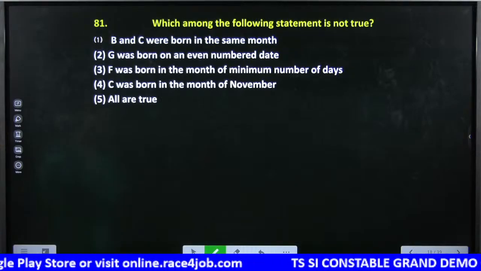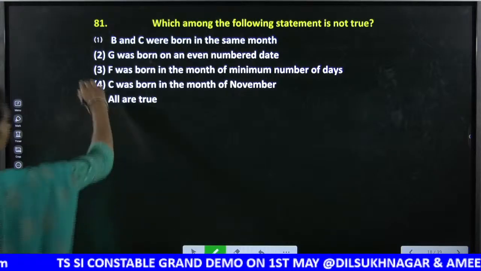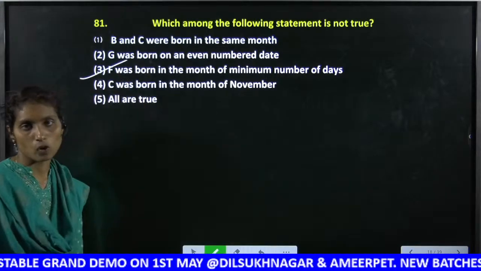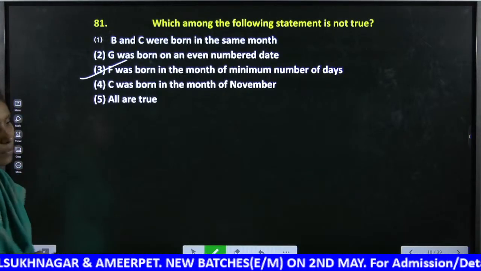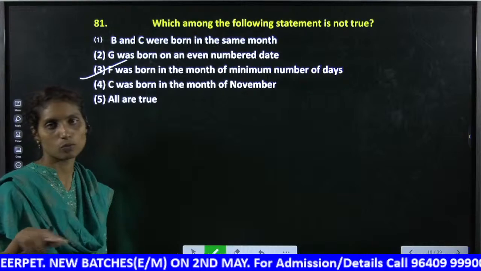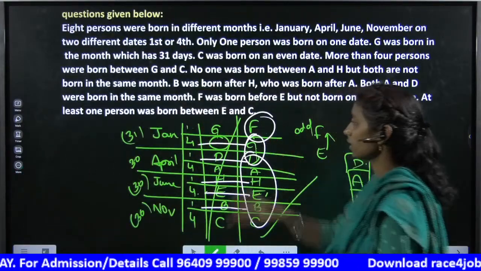F was born in the minimum number of days. Manaki 31 days lo F was born, and we need to check which is false. F is false because F manaki 31 days lo born ayindi, remaining anni 30 days. F, yes, F is 31 days.